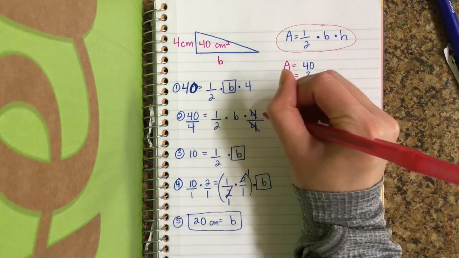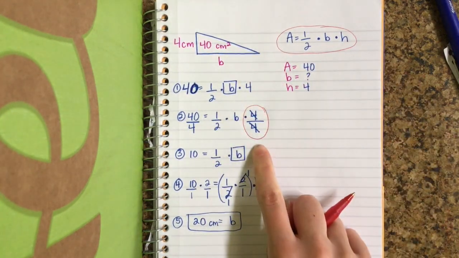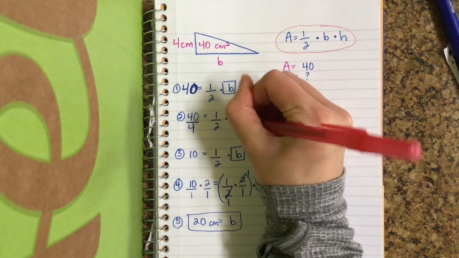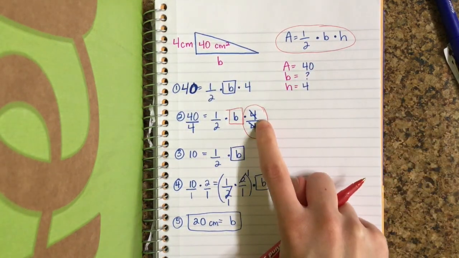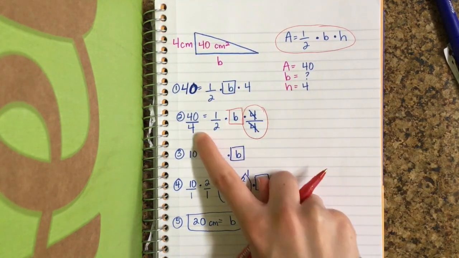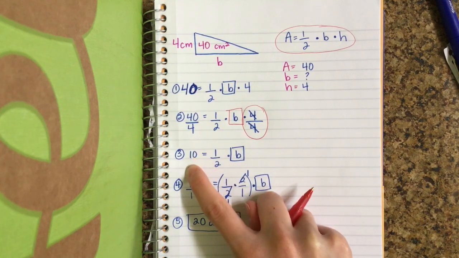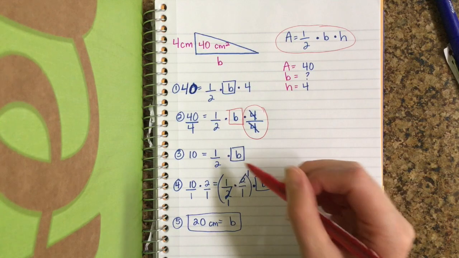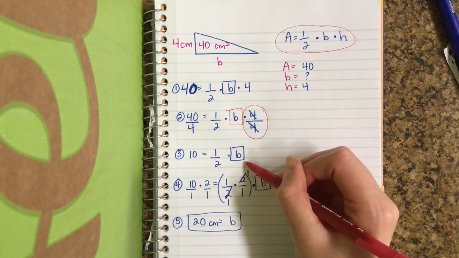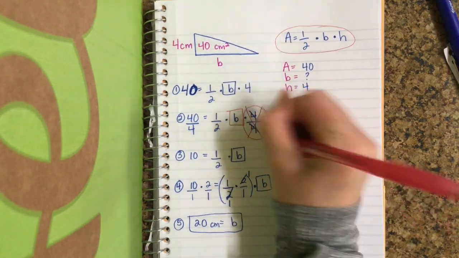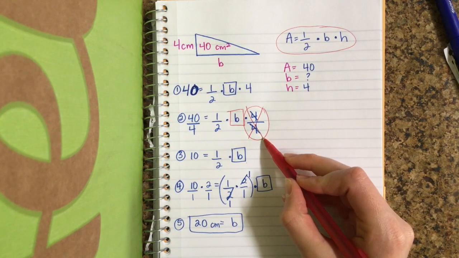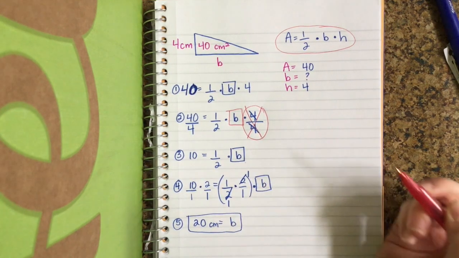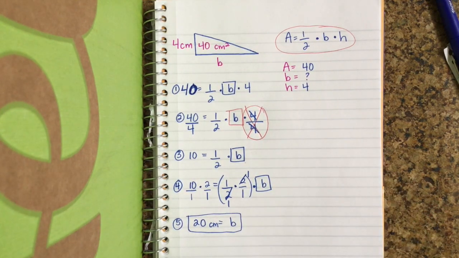We decided to get rid of 4 on this side first because we needed to get B by itself. So we divided by 4 on this side, divide by 4 here. 40 divided by 4, we get 10. We are left with 1/2 and B. We didn't worry about this anymore because 4 over 4 is 1. That wouldn't make a difference, so we just dropped it.